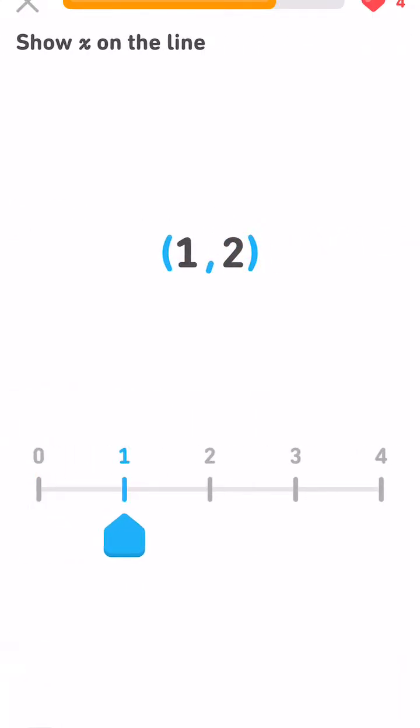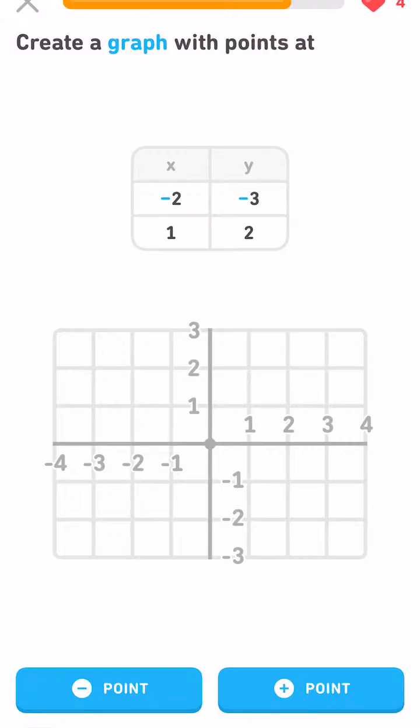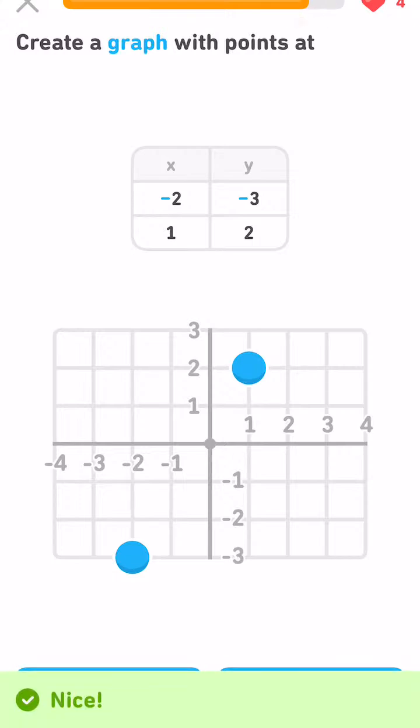X is 1. Okay, so we have 2 points. We have -2, -3, and 1, +2.